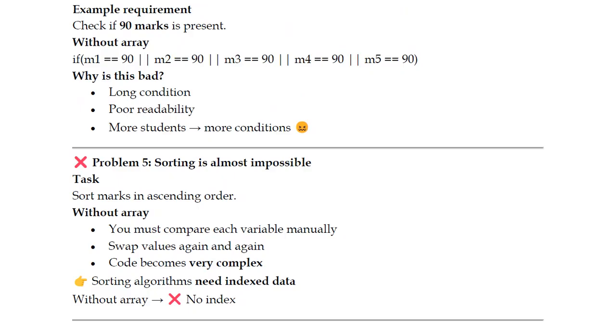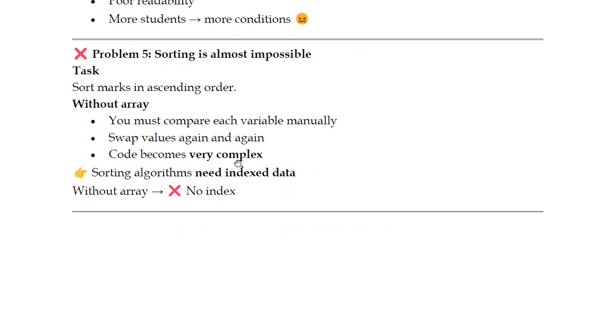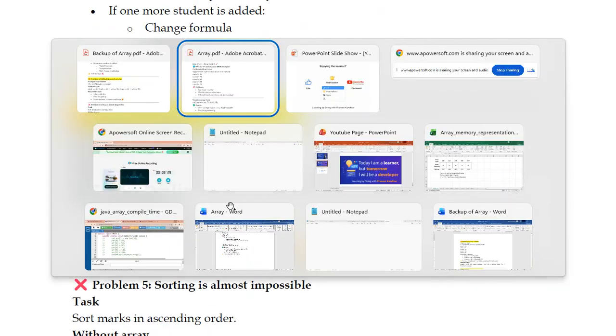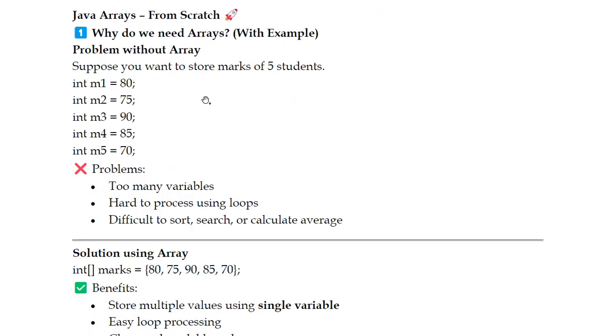A sorting algorithm needs index data only. Then only you can use proper sorting, that is index 0, 1, 2, 3. If you have the data like that, it's easier to sort. Without an array, there is no index, so automatically sorting is also an issue here. So these are the problems we'll face if we are not using the array.